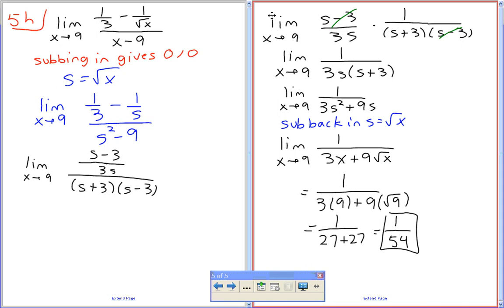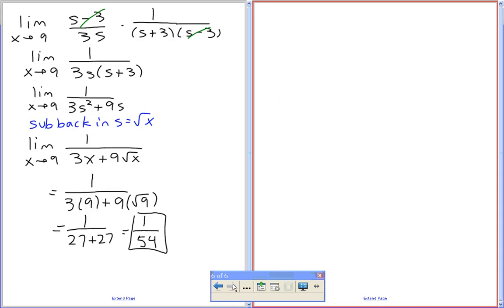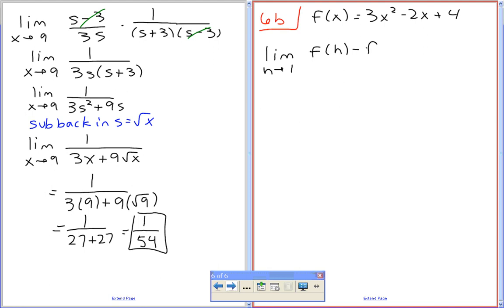Okay, 6B. This is f of x equals to, okay, this one you guys should knock out of the park. I don't know what happened to this one. Is this one on here? Is this one on here? This is the type of stuff you should knock out of the park.